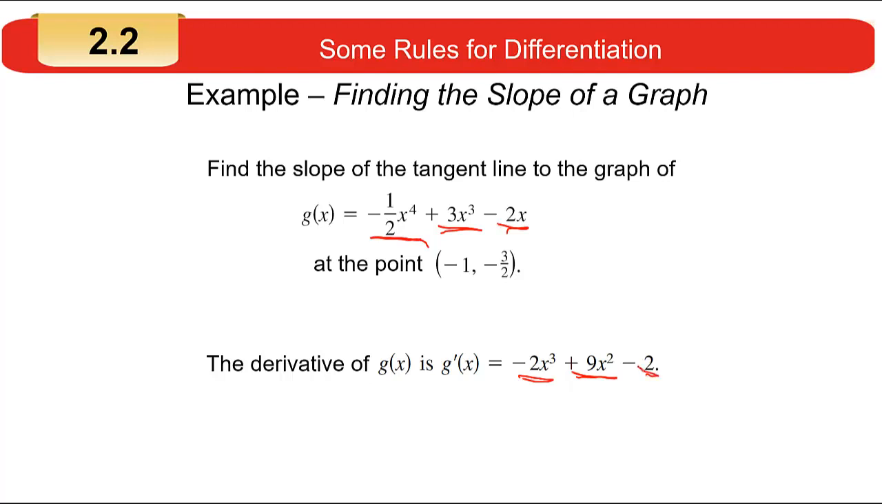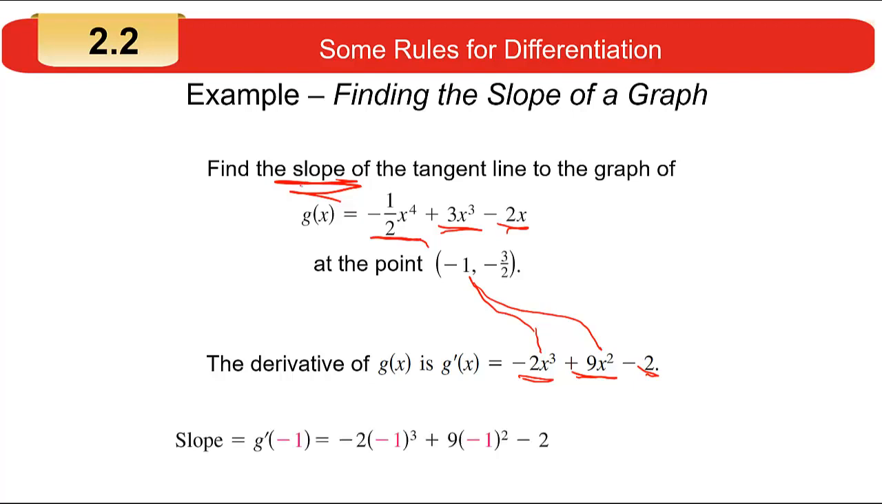But we want the derivative at a particular point. But remember, the value of the derivative is only determined by the x. So all you have to do is take minus 1 and plug it in for x, and that'll tell you the slope that the problem is asking for. So all we have to do now is plug minus 1 into the formula we just derived from the derivative, and we'll find out, doing all the arithmetic, that the slope of the tangent line to the graph of g of x equals minus 1/2 x to the 4th plus 3x cubed minus 2x is 9.